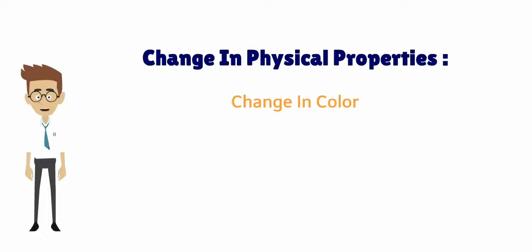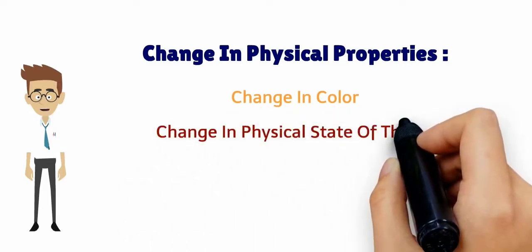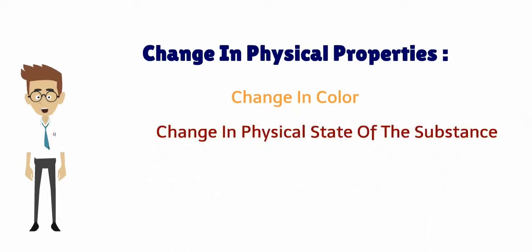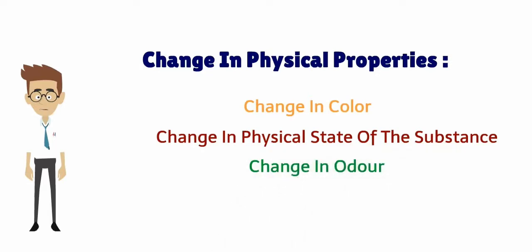Now, what is a change in physical properties? Change in physical properties includes change in color, change in physical state, which means the substance has changed state from solid to liquid, liquid to gas, or vice versa. Next are change in odor and change in temperature. If any of these changes occurs, we can say that a chemical reaction has taken place.